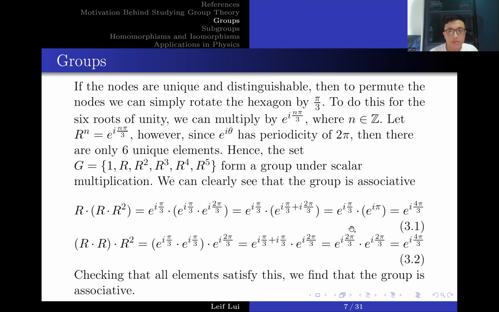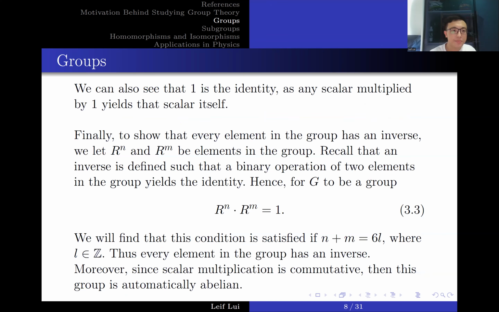And the reason why this works is because scalar multiplication is associative. When we multiply two things together, we also add their indices, and scalar addition is also associative. So the operation is also associative. And you can easily check every single element in this group satisfies the associativity property. So 2 out of the 4 axioms are satisfied.